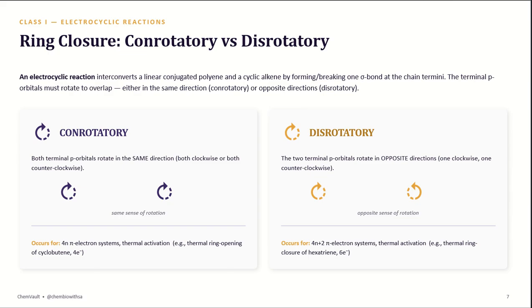Take a moment to actually visualize this rotation, because GATE and NET love to test this with stereochemistry prediction questions, where you're given a specific stereoisomer of the starting diene and asked to draw the exact product.